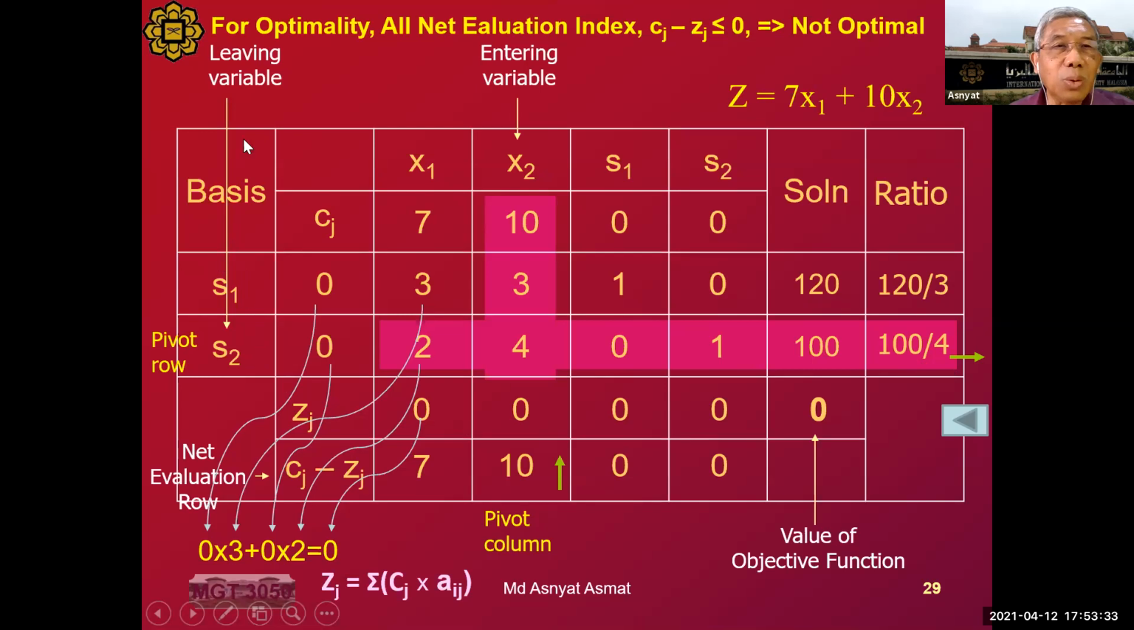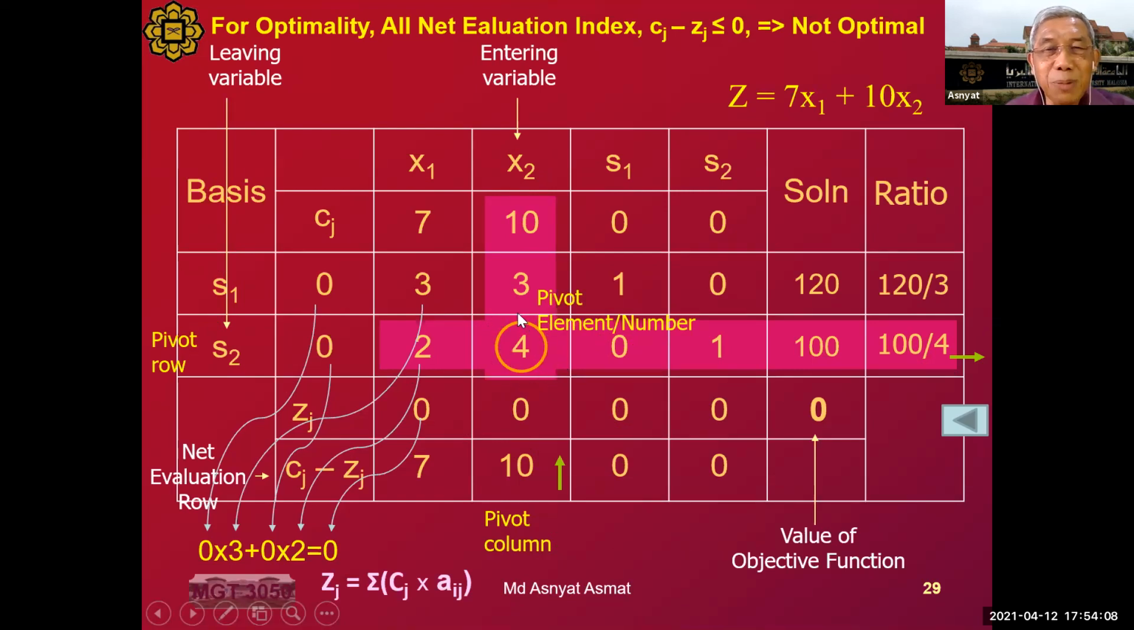So again, just now we determined the ratio for what? We want to determine who leaves the basis column. So the leaving variable will be S2. S2 will leave, X2 will enter in the next round. And I repeat, the number at the intersection of the pivot column and pivot row, we call the pivot number. So what is the pivot number or pivot element? 4.